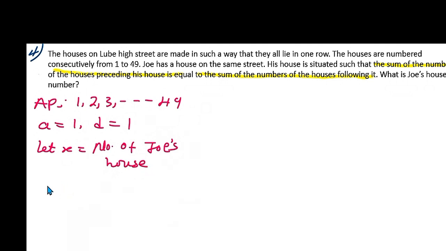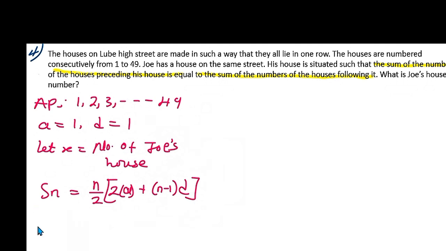Now, in arithmetic progression, we know that the sum of the terms, the series, is given by the expression n divided by 2 times 2 times the first term plus n minus 1 times d, the common difference.